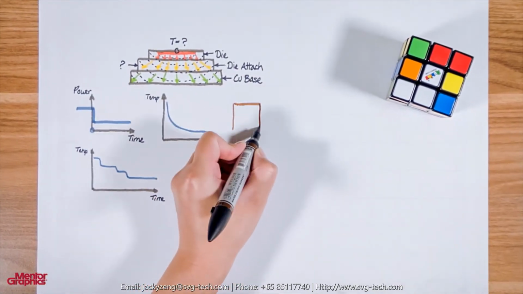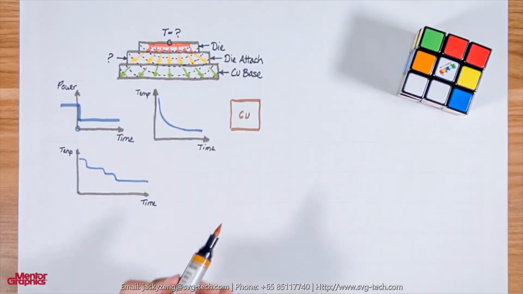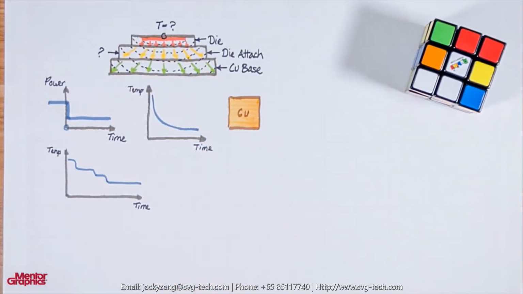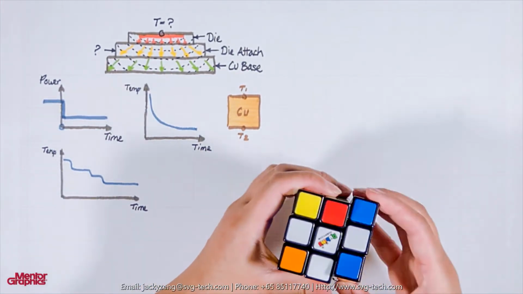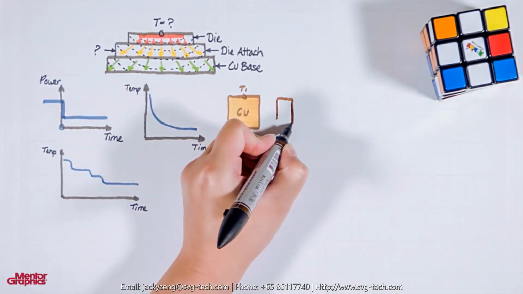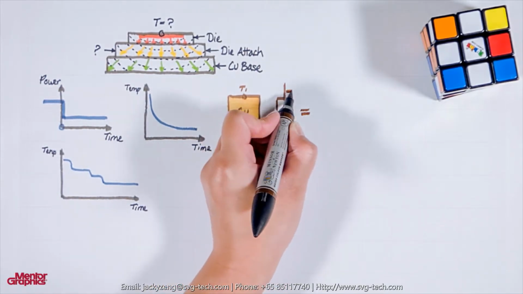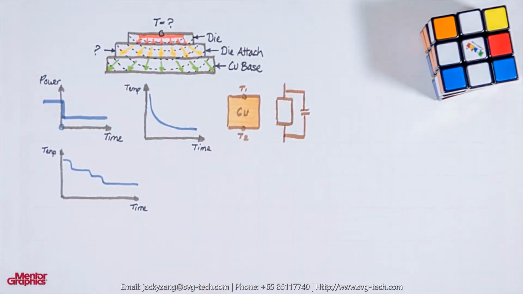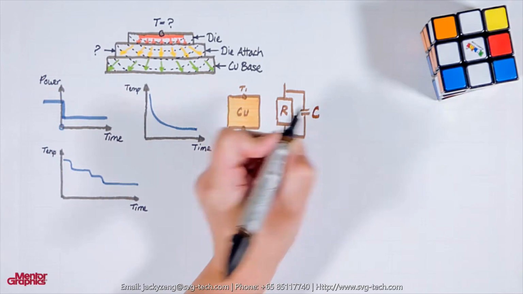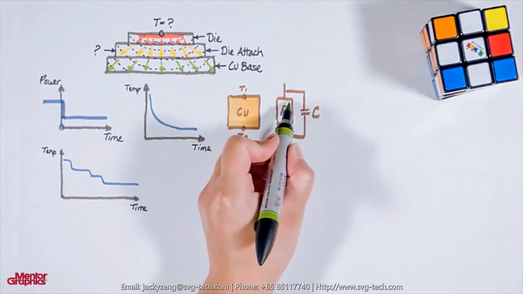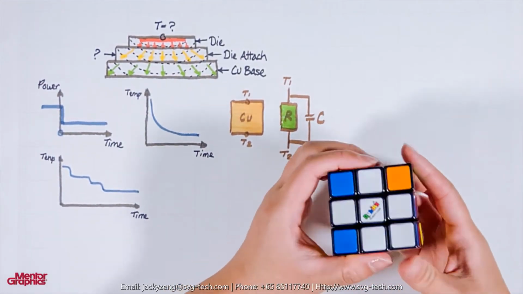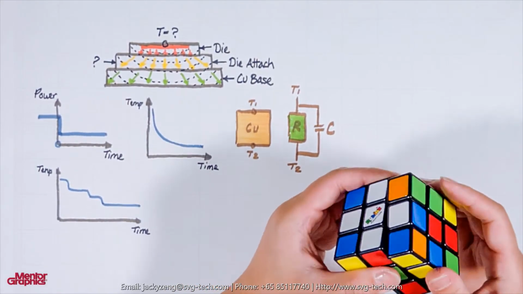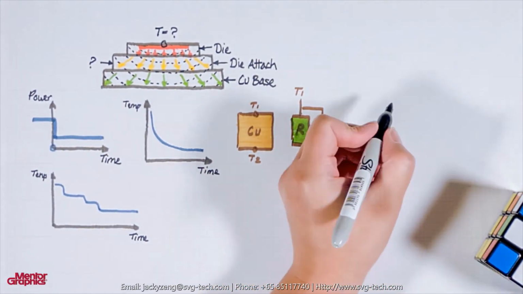If we have a simple structure, for example, just a block of uniform copper, how can we describe it? The heat comes from the top. We can describe it with a thermal resistance and a parallel connected thermal capacitance. The thermal resistance will make sure that if we heat it up from this point, the temperature will be different here. So we have T1 and T2. If we have the same temperature graph for this simple example, it will look something like this exponential curve.